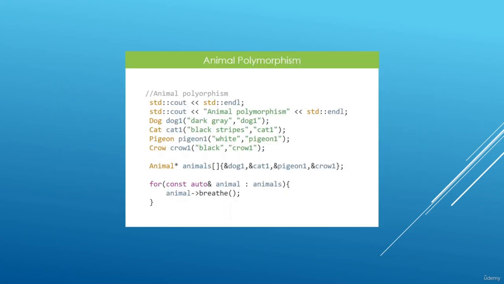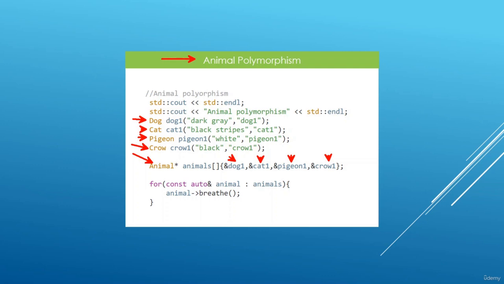Okay, so with that inheritance hierarchy in mind, we can create animal polymorphism. And animal polymorphism is just going through the animal base pointer and using that to manage derived objects. For example, here we have a dog, we have a cat, we have a pigeon, we have a crow. We can do animal polymorphism and store any kind of animal we have here. You see, we are putting in a dog, a cat, a pigeon, and a crow.